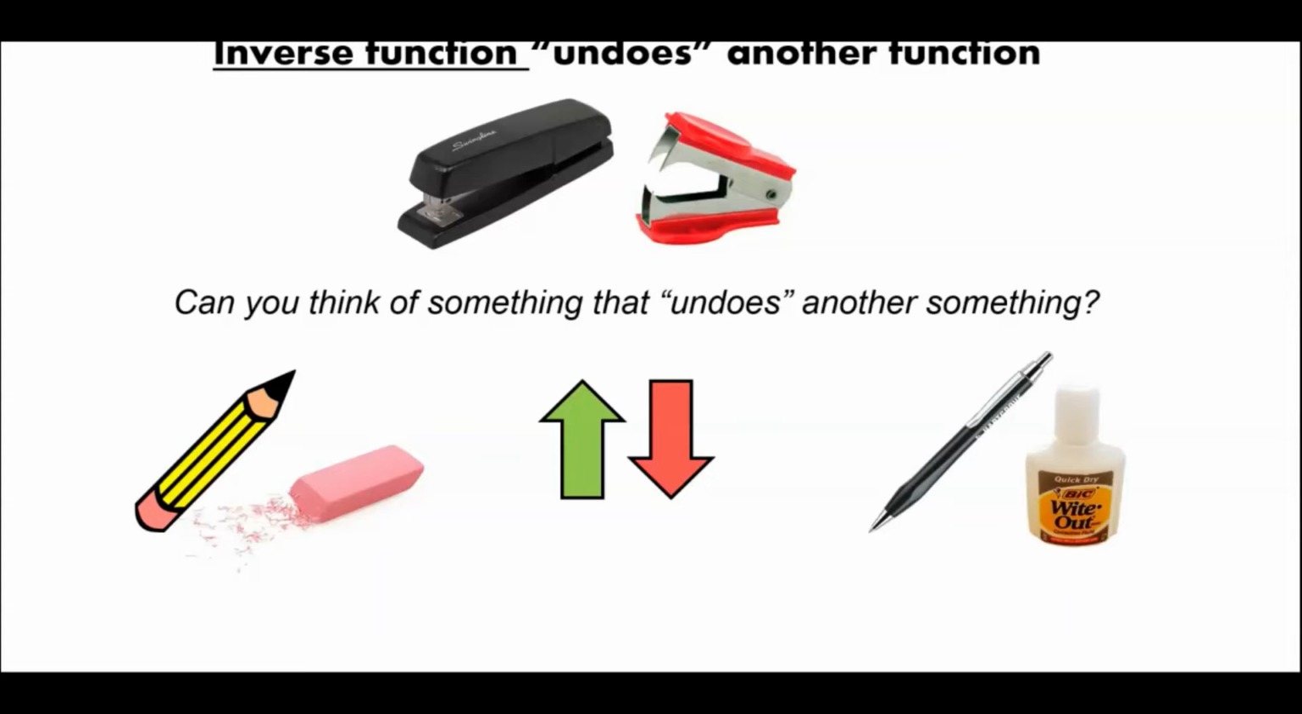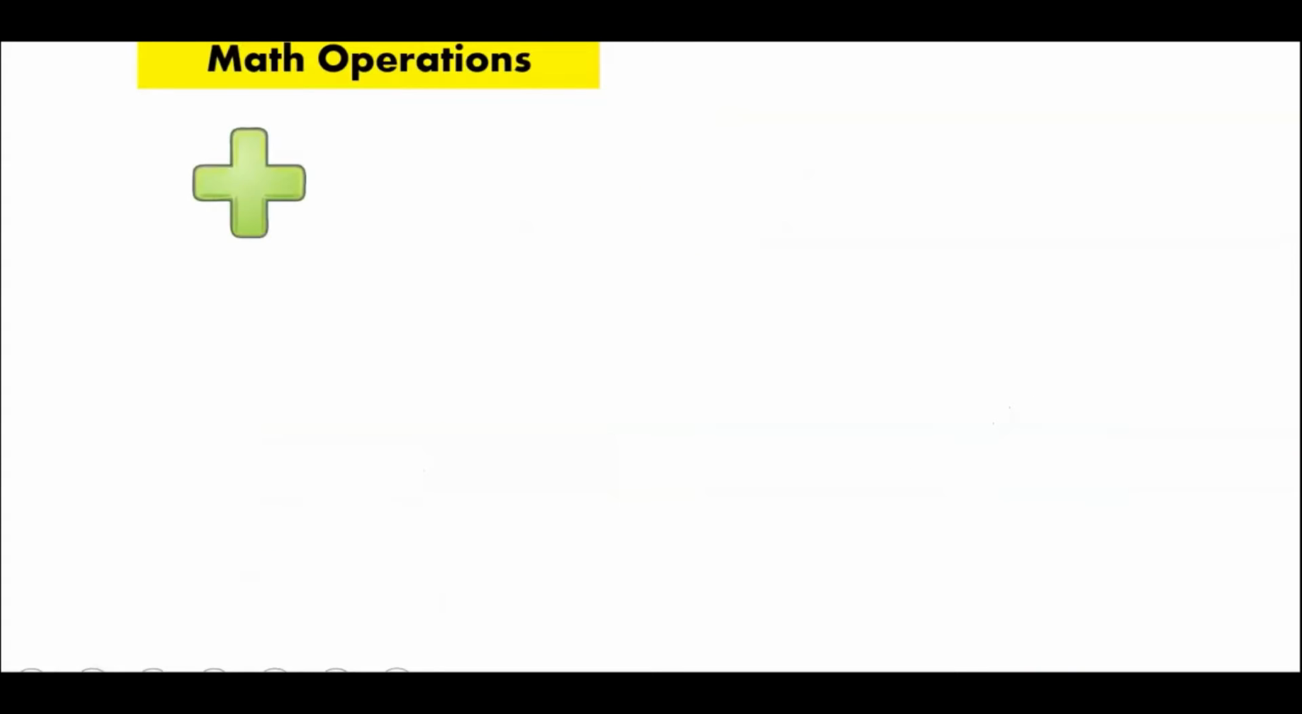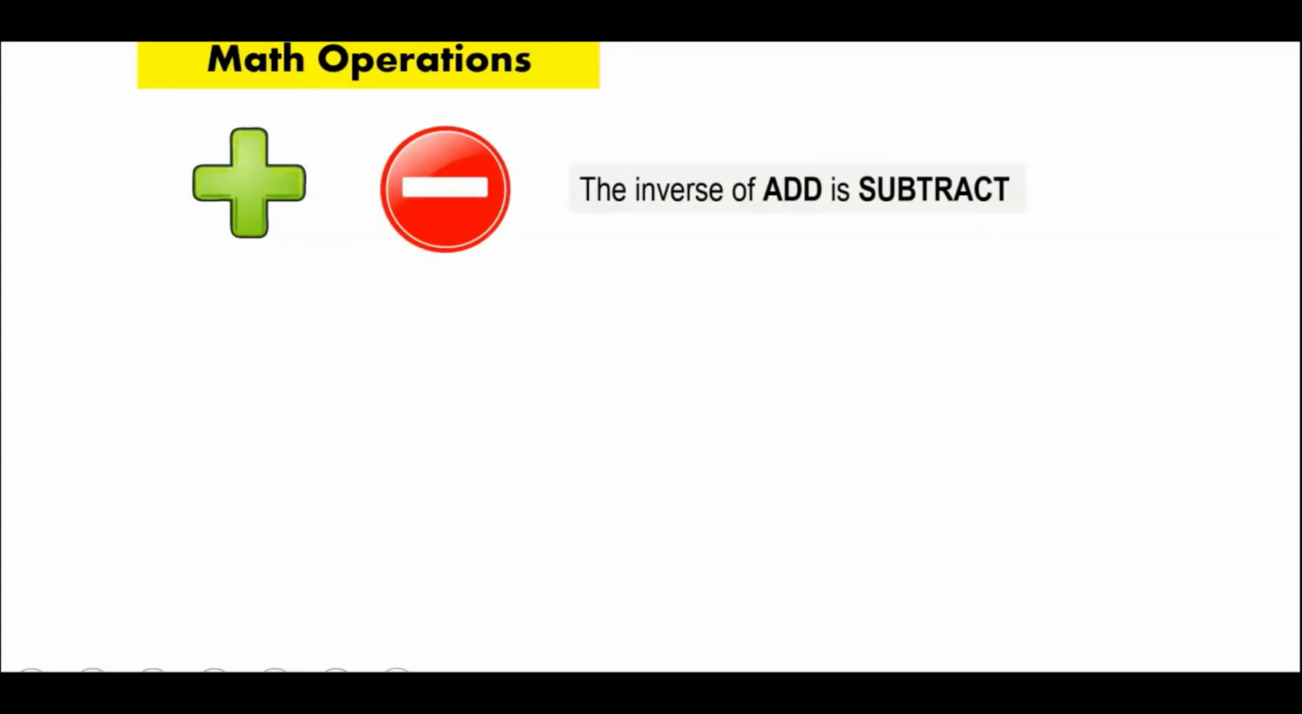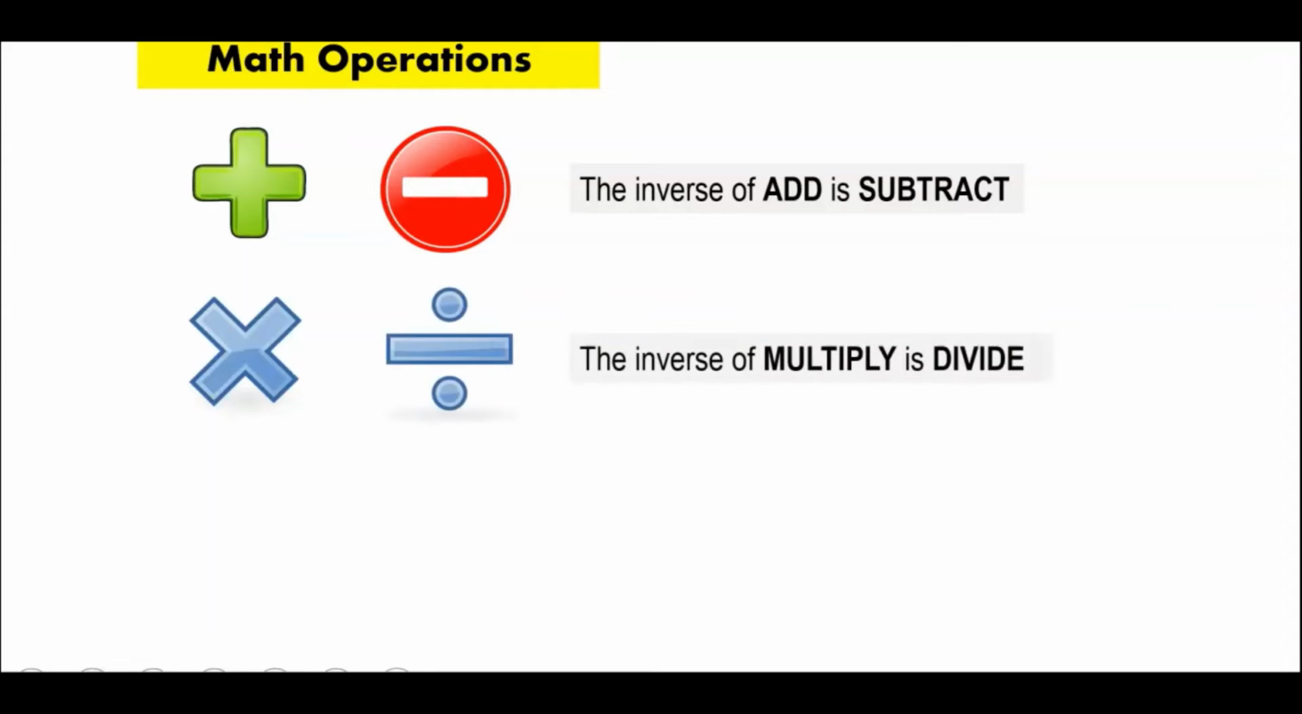Me either. No kidding. But you get the idea. Inverses are opposites. They undo something. So the same thing goes for math operations. What is the inverse of adding? The opposite is subtracting. Okay, so add and subtract. Those are inverses. What's the inverse of multiplying? Dividing. Those are opposites. They undo each other, so to speak. And then what about the inverse of squaring a number?